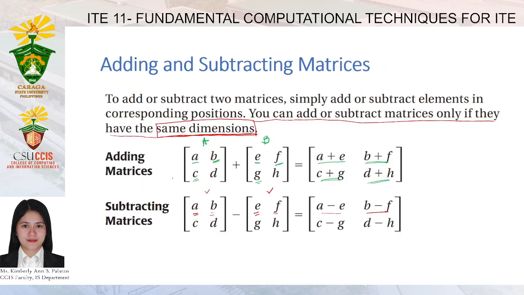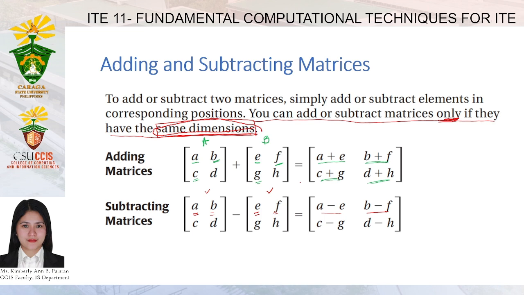Let's proceed to the operations on matrices. So, let's learn how to add and subtract matrices. To add or subtract 2 matrices, simply add or subtract the elements in the corresponding positions. You can add or subtract matrices only, take note, only if they have the same dimension.